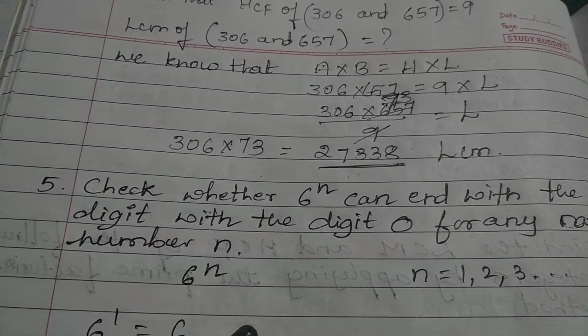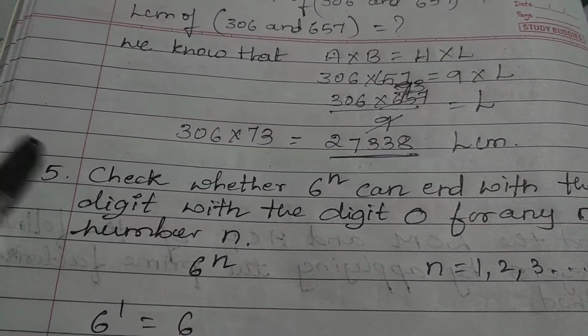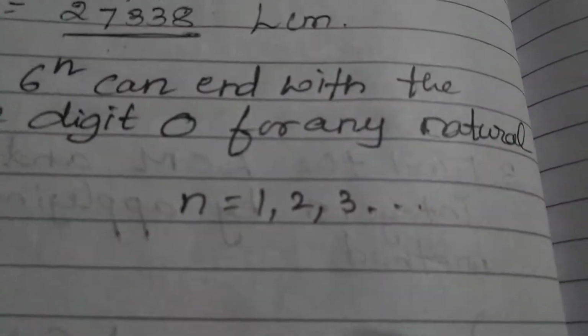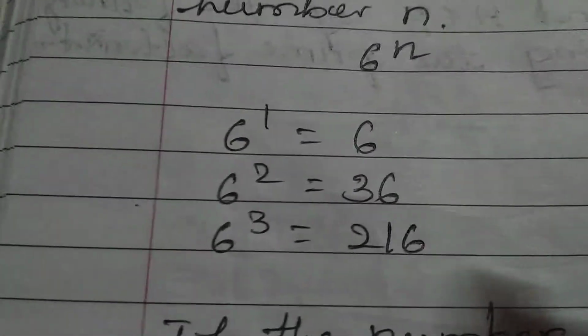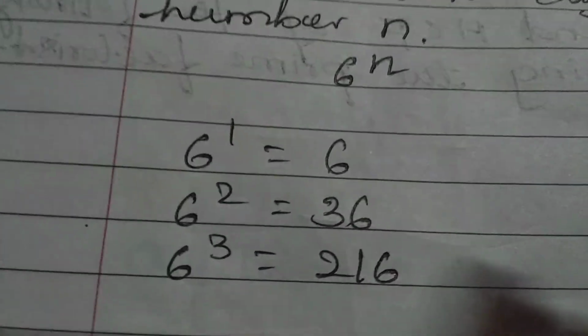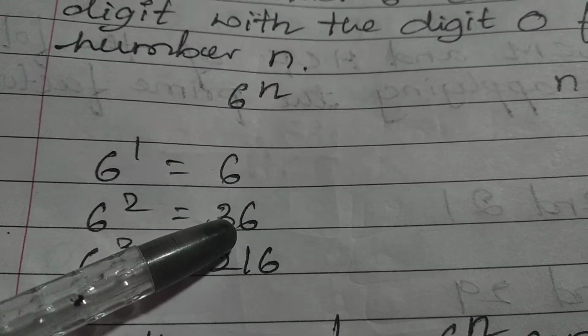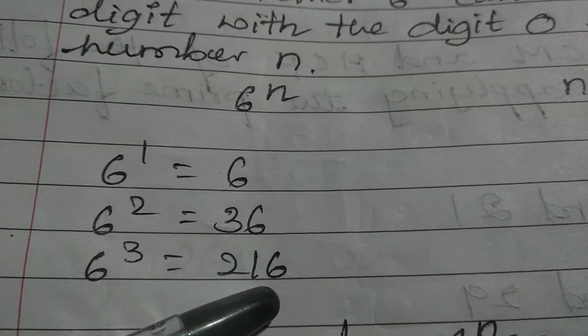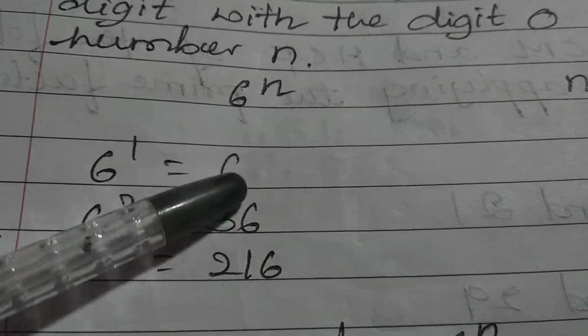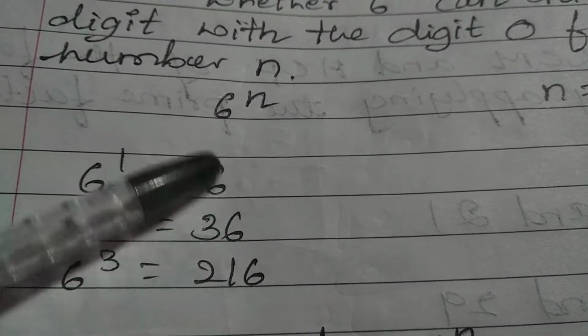So look at that, 6 to the power of n. Here n is a natural number, and already told that natural numbers are 1, 2, 3. Now I'll put the natural numbers here. 6 to the power of 1 is 6. 6 to the power of 2 is 36. 6 to the power of 3 is 216. You can see the numbers do not end with 0.